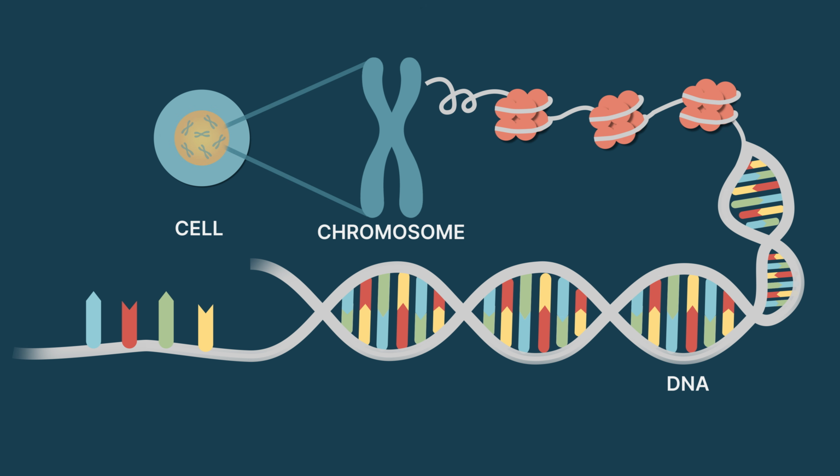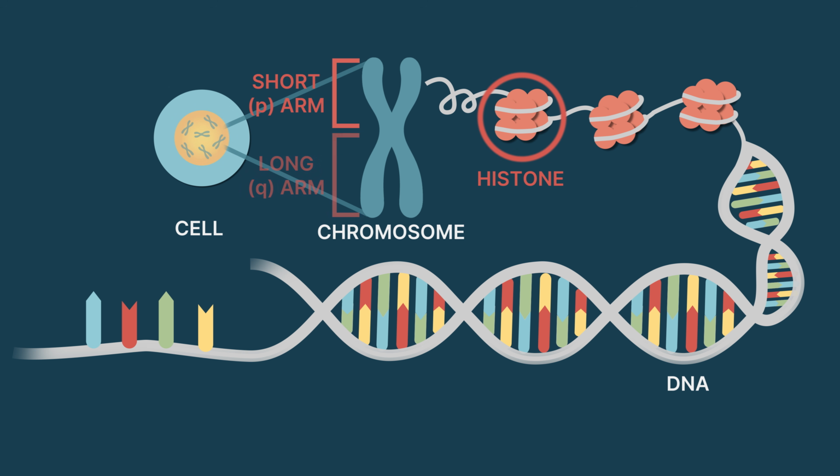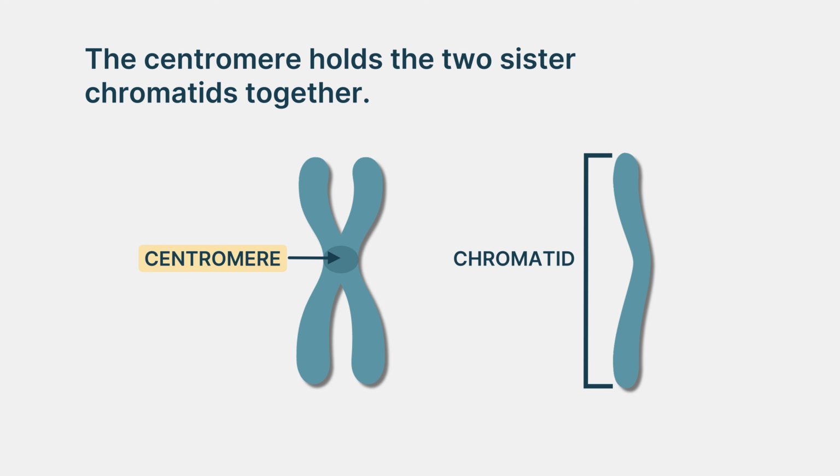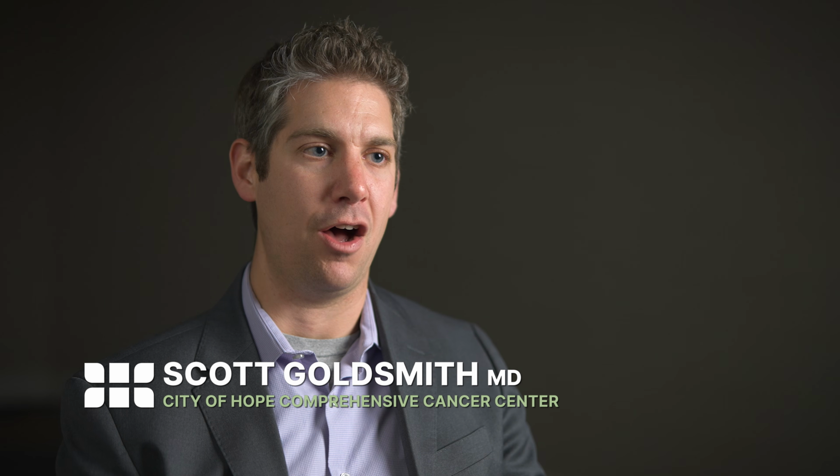The structure of a chromosome is, so the DNA is wrapped around these proteins called histones. There are two arms, a small arm and a large arm, so the P arm and the Q arm. In between, there's something called the centromere that is kind of the center protein that aligns the two pairs of chromosomes together in the cell prior to it dividing into new cells.